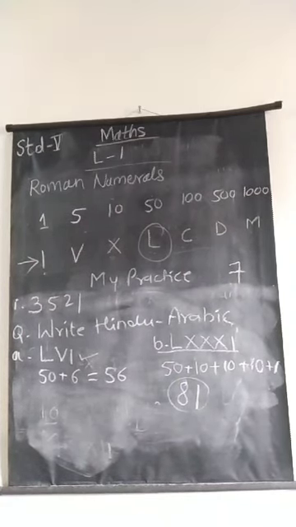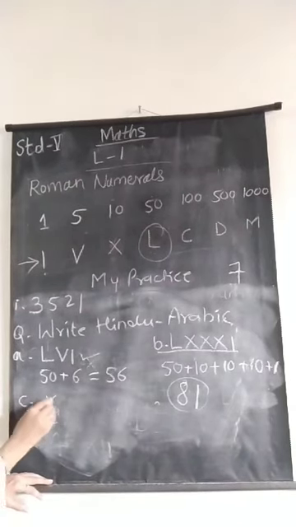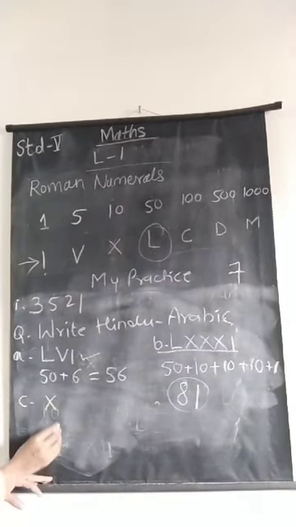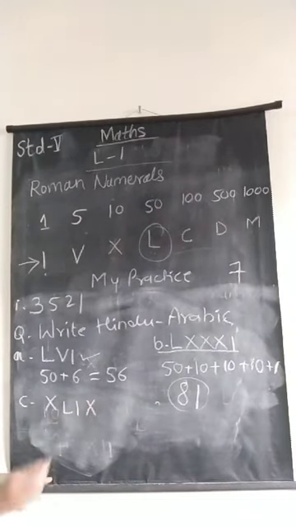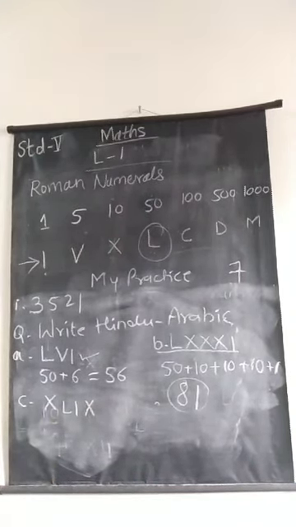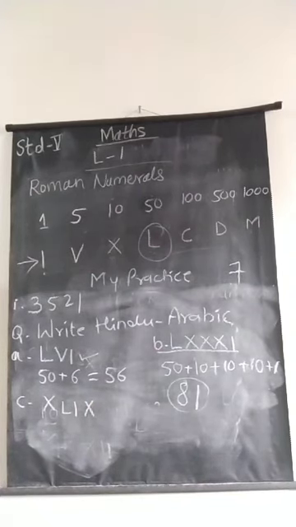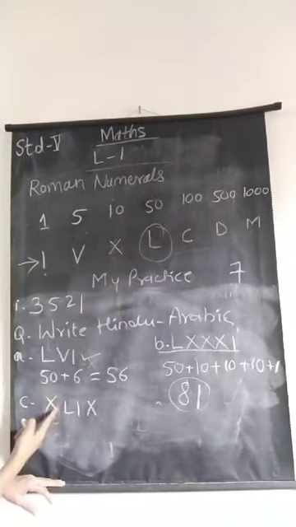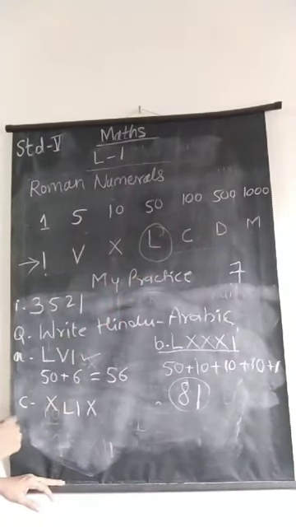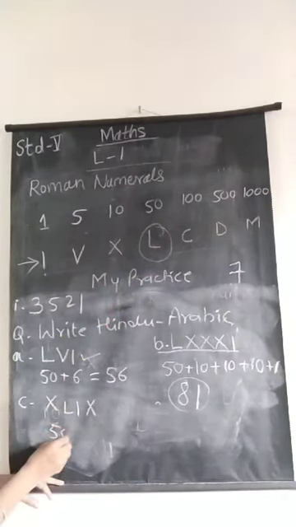Now the next question is C. C is XLIX. Okay. Now we have to write in Hindu Arabic how it is written. XLIX. This can be written as L means 50. Here 10 is written before 50. So this means 50 minus 10.